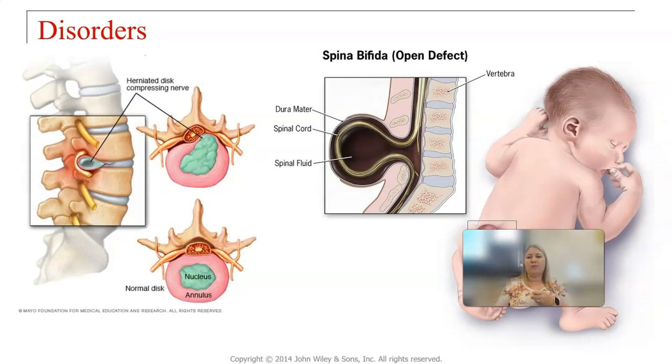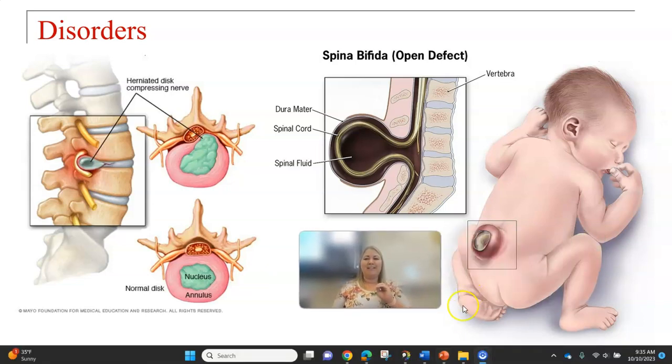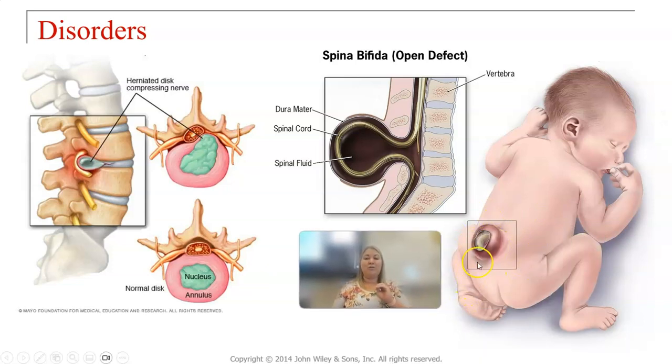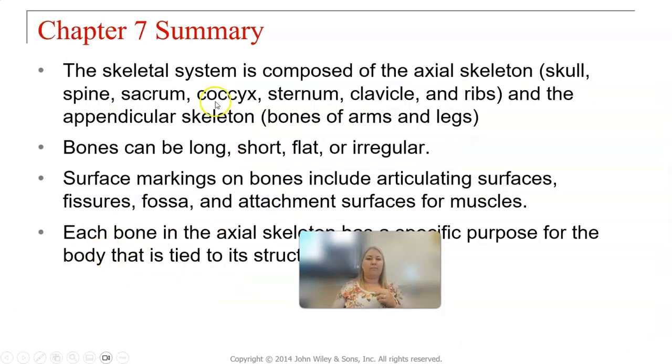Another disorder is called spina bifida. Behind my head here is kind of gross, so don't look if you don't want to. But spina bifida is a congenital disorder, so this develops during pregnancy and where the spinal cord is not fully fused. So this baby, depending on severity, can have really poor movement in their legs, but usually it is treatable and they can correct that with surgery.